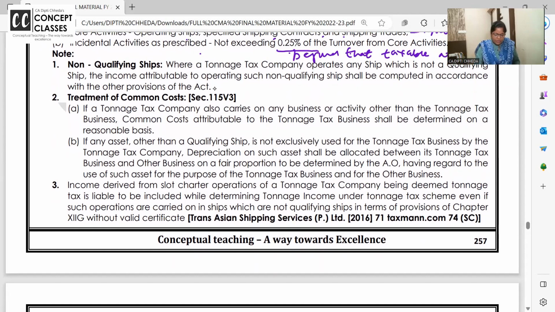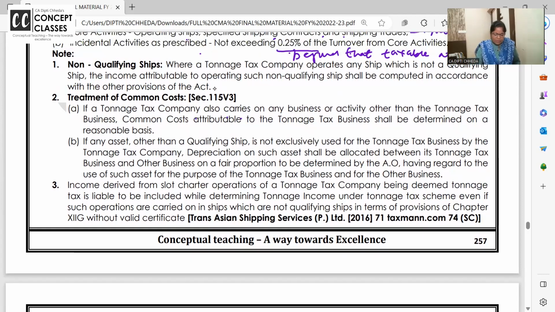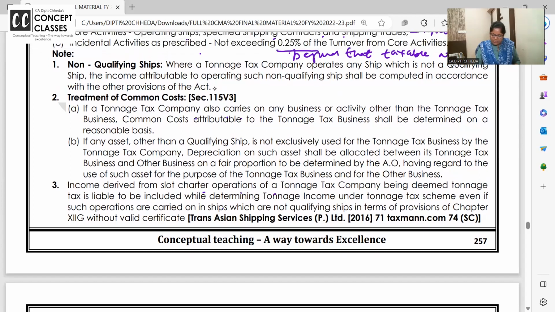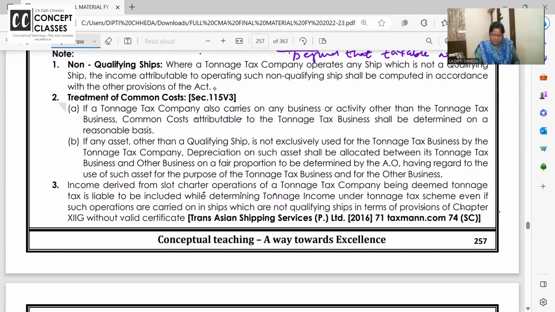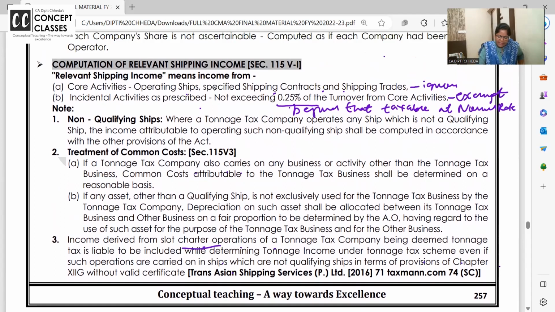Treatment of the common cost. If a tonnage tax company also carries on any business or activity other than tonnage tax, common cost attributable shall be determined on the basis. But वो cost first हम तो presumptive ले रहे हैं, तो ठीक है, books के लिए जो भी cost है उसको apportion कर लेना है. Income derived from slot charter being deemed tonnage is liable to be included while determining tonnage income, even if such operations are carried on ships which are not qualifying. तो जो पार्ट टाइम शिप्स हैं जो क्वालिफाइंग नहीं है, उनसे जो इनकम आ रही है वो तो रूटीन में लेनी पड़ेगी. ठीक है, ये सबको आर लिख दो.